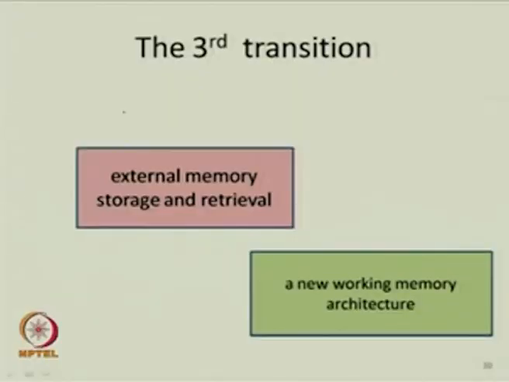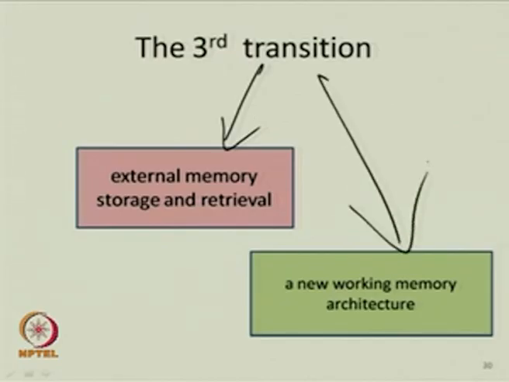There's no denying the fact that the descent of the larynx, along with another growth, an increase in the size of the brain, was an important second transformational phase. Next we come to transition number 3, the third important transition in the development of culture along with selection pressures, and this is very interesting. This is external memory storage and retrieval and a new working memory architecture.